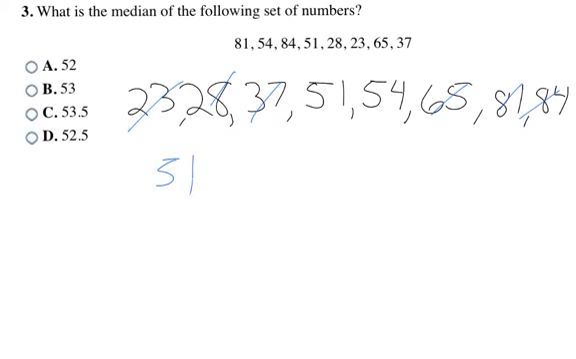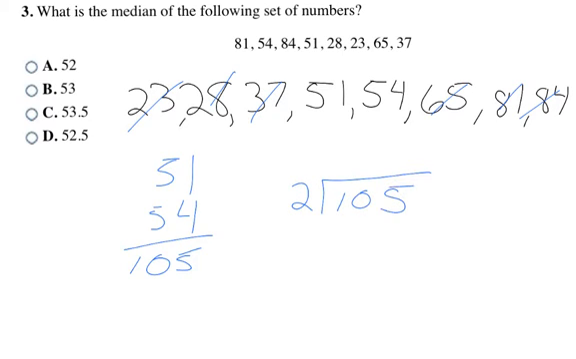So you're going to have to add 51 plus 54, which is 105, and then divide that by 2. And so I know half of 104 is going to be 52. So half of 105 is going to be 52 and a half. So that means my median number here is D, 52 and a half.